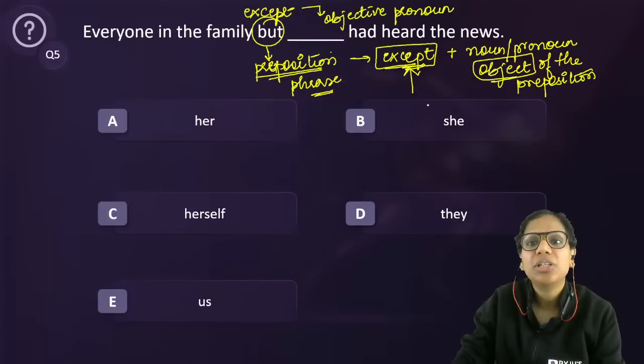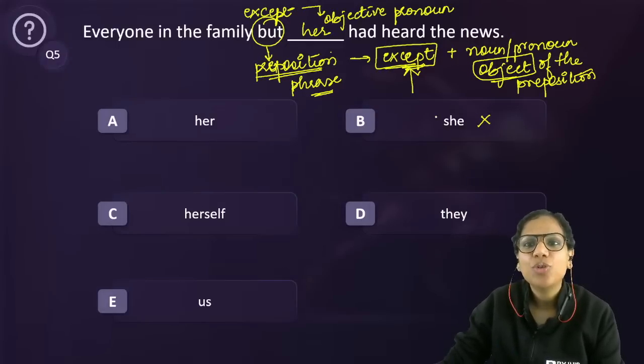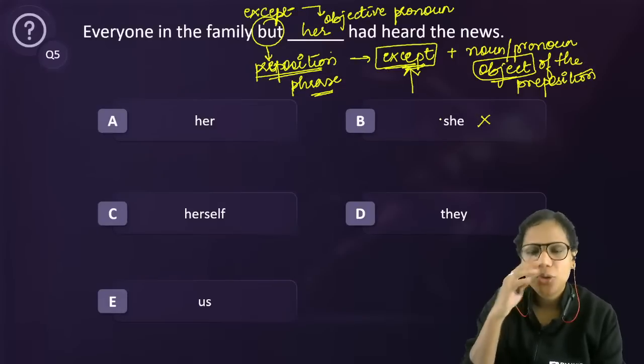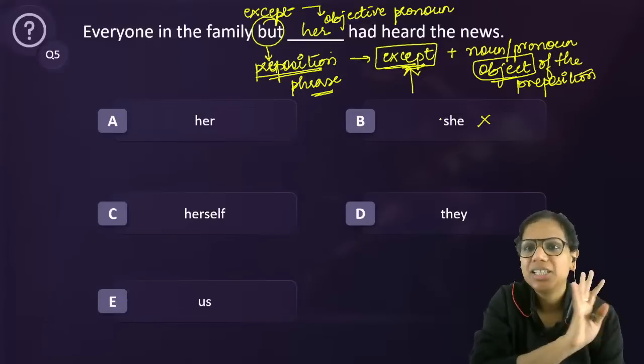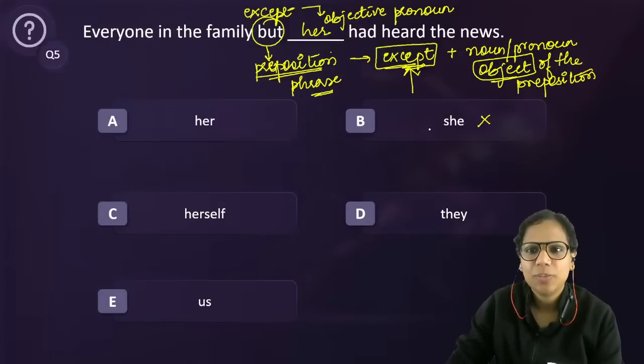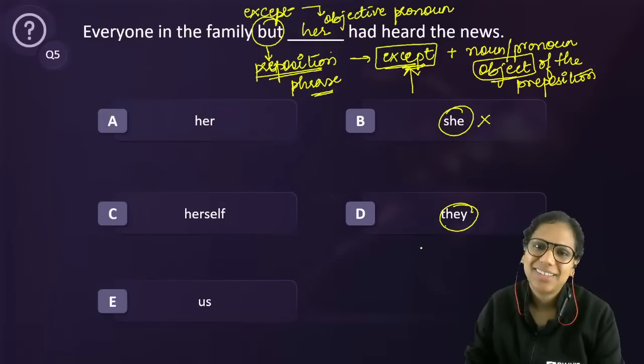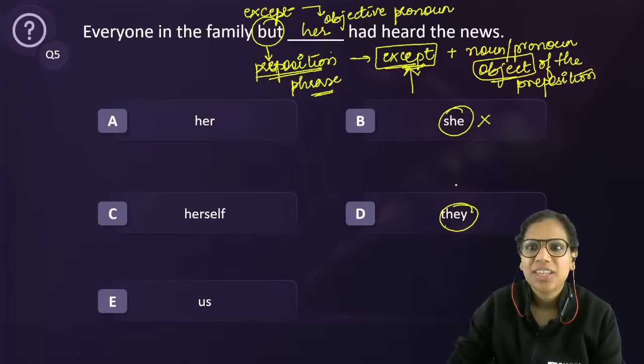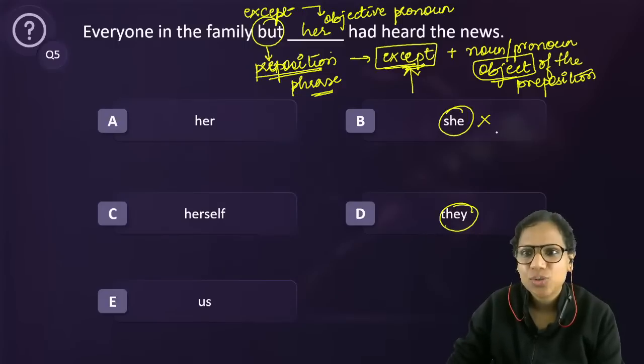So, everyone in the family, what would you say? Except she or except her? Everyone in the family except her and not she. Okay. Moreover, let's say you are talking about a couple, they hadn't heard the news, but everyone in the family knew about it. So, if you feel that she is correct, then even they is correct. Yes, then even they is correct. So, eliminated. Herself does not fit here.